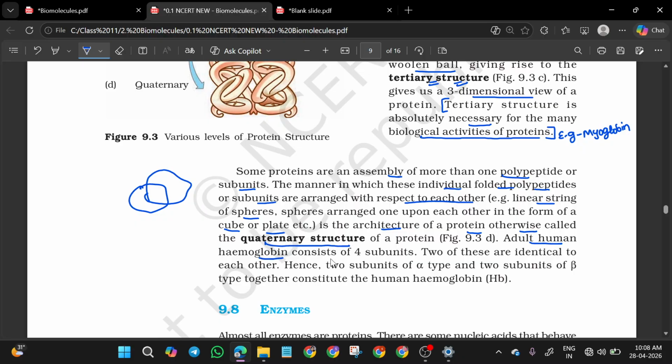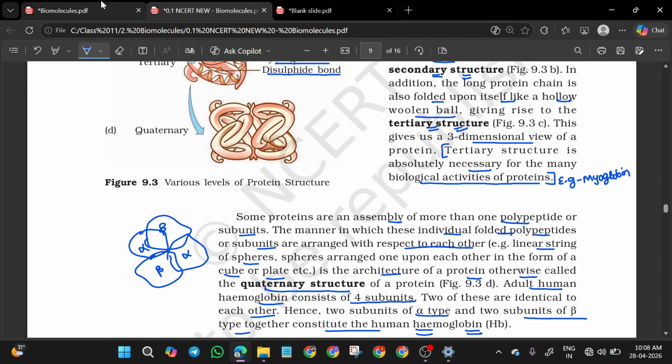Adult human hemoglobin consists of 4 subunits. 2 of these are identical to each other. அதான். So it is made up of 4 subunits, that is 2 alpha and 2 beta. So 2 subunits of alpha type and 2 subunits of beta type. So these constitute the human hemoglobin. I think this is clear.